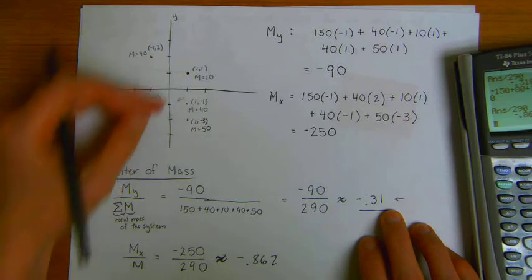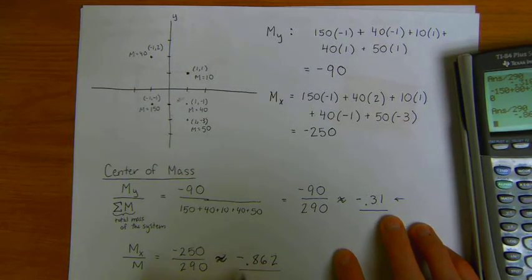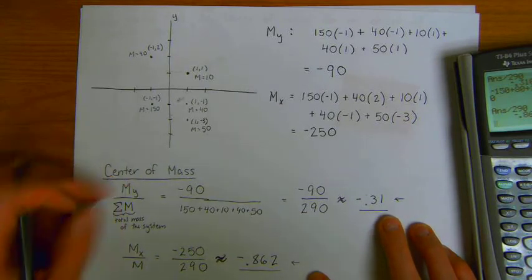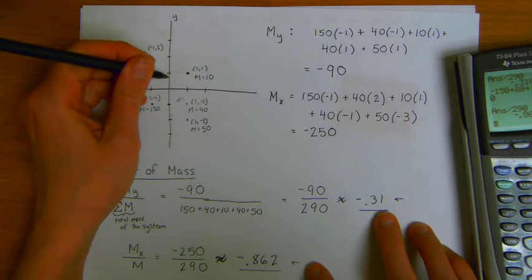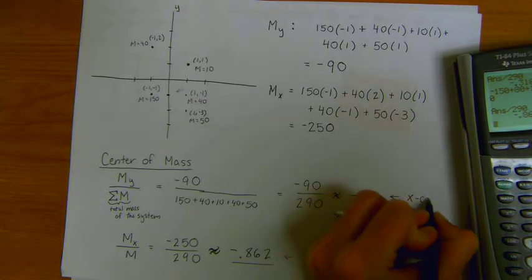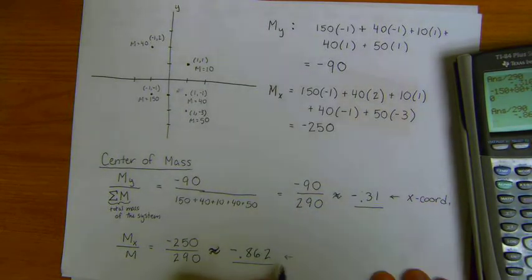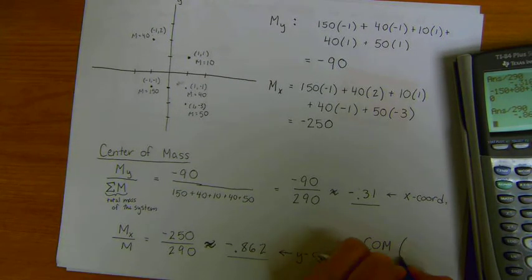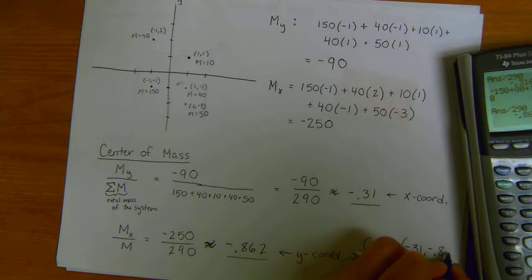So if I wanted to draw graphically on this where the center of mass is, this is the x-coordinate of the center of mass, and this is the y-coordinate of the center of mass. And why does that make sense? I was computing this with respect to the y-axis, so I'm saying that I'm over negative 0.31. And because this is with respect to the x-axis, this is a y-coordinate of negative 0.862. So that means my center of mass is given by the coordinates negative 0.31, negative 0.862.